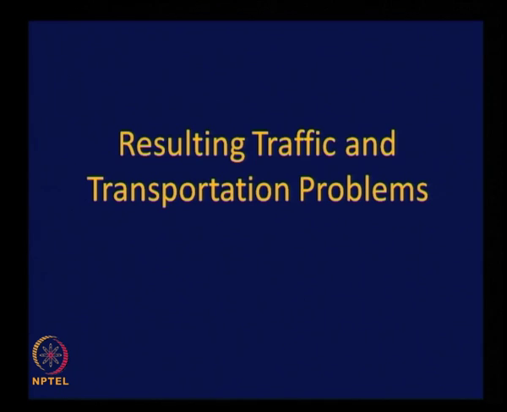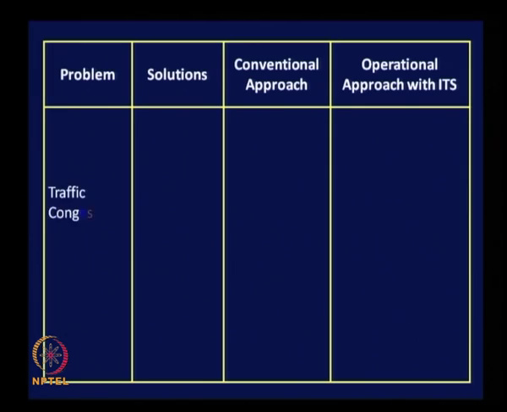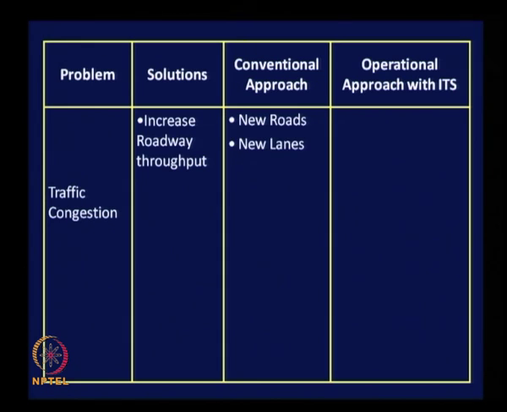Now, what is the result of the higher travel intensity in terms of vehicle kilometers? What do we experience practically in the field? This is what we experience in most urban areas, resulting traffic and transportation problems because of increased travel intensity, as follows. One problem is traffic congestion everywhere over the whole of the transportation network, and possible solution in principle for this problem, as you may guess, is to increase roadway throughput or roadway capacity. And conventional approach to increase roadway capacity could be by construction of new roads or constructing additional traffic lanes.